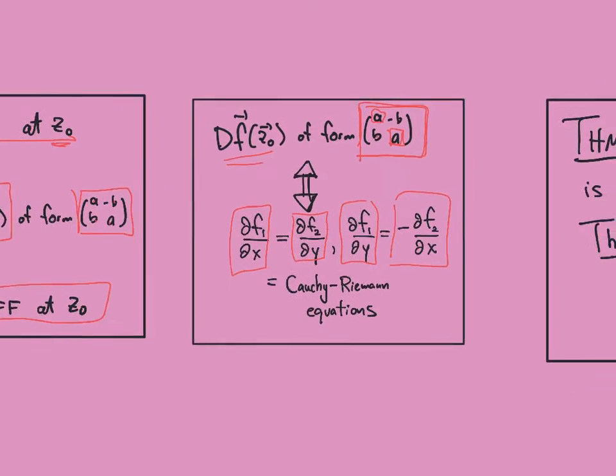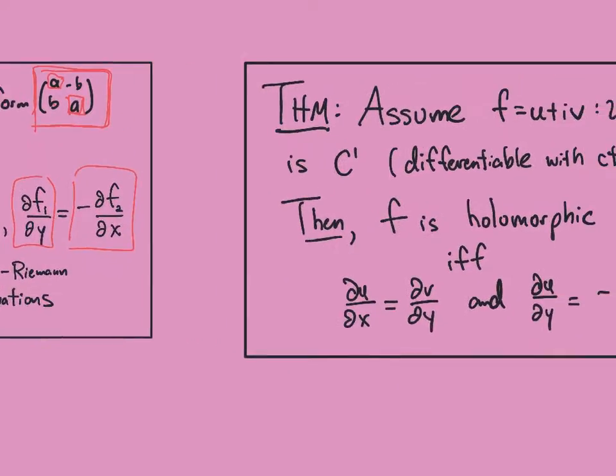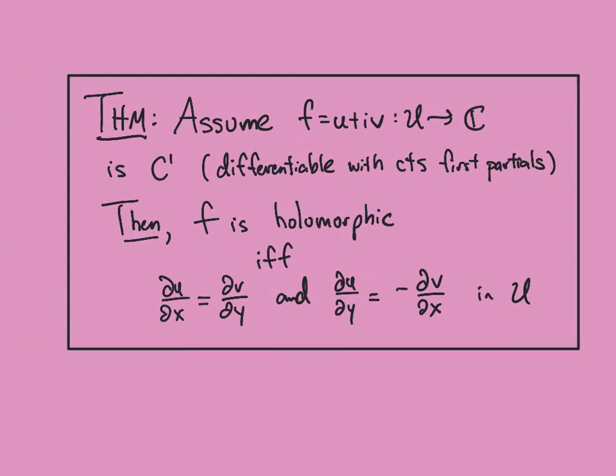So out of all of this and some observations from the first lecture, we get the converse of something we've already shown. So we assume f, here written now as u plus iv, defined on an open set mapping into the complex numbers, assuming that it's C1, so differentiable with continuous first partials. Then f is holomorphic or analytic if and only if the Cauchy-Riemann equations hold. And we've already proven this from our observations.